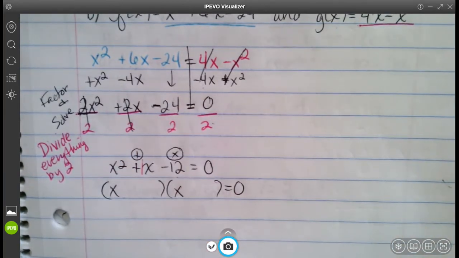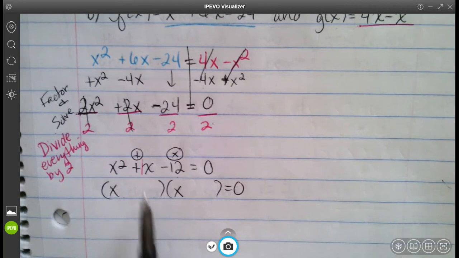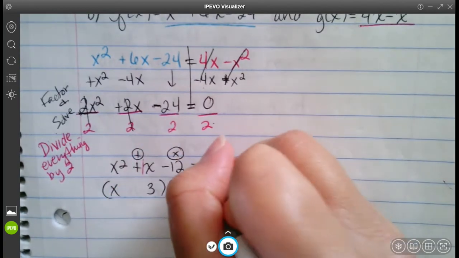So those numbers are, I believe, 3 and 4, because 3 times 4 is going to give me that 12 somehow. And if I make one of them negative and add them, I'll get that 1. So here's the 3, here's the 4.